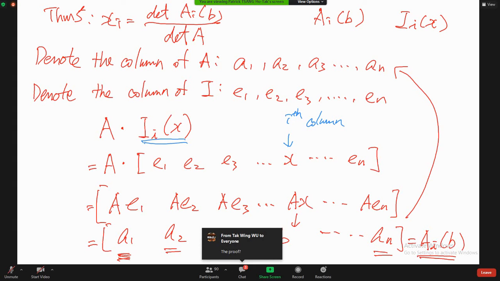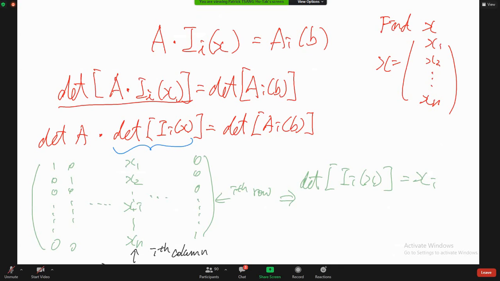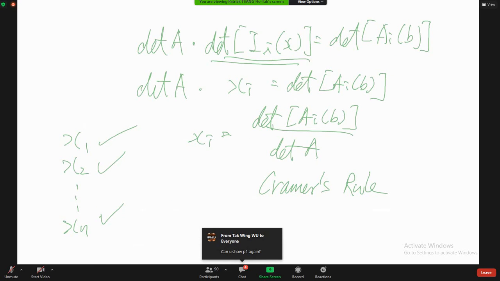Okay, the second page. Okay, and then the third page. So this completes the proof for theorem 5. Okay, I will show page 1 again later.